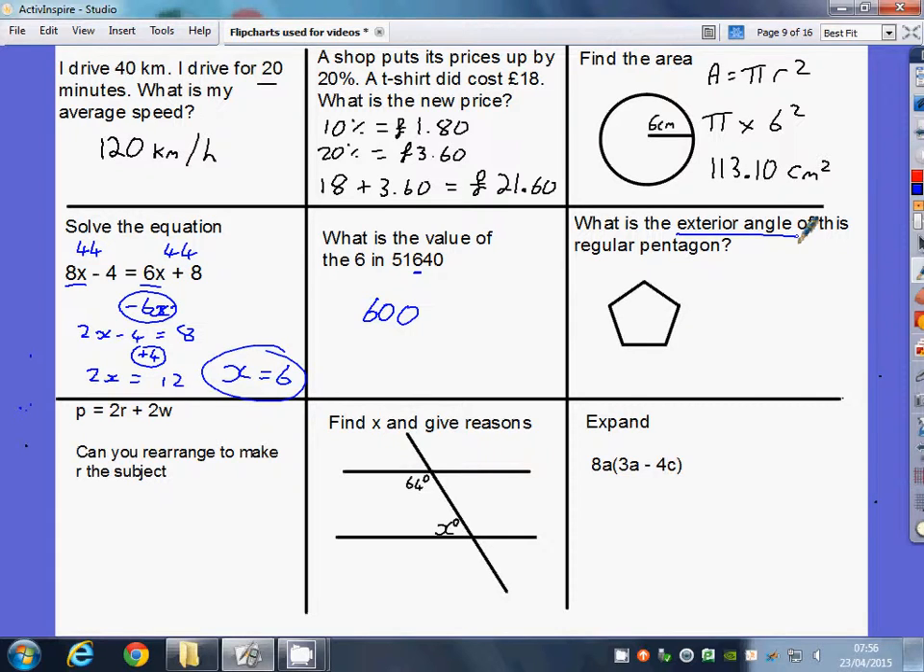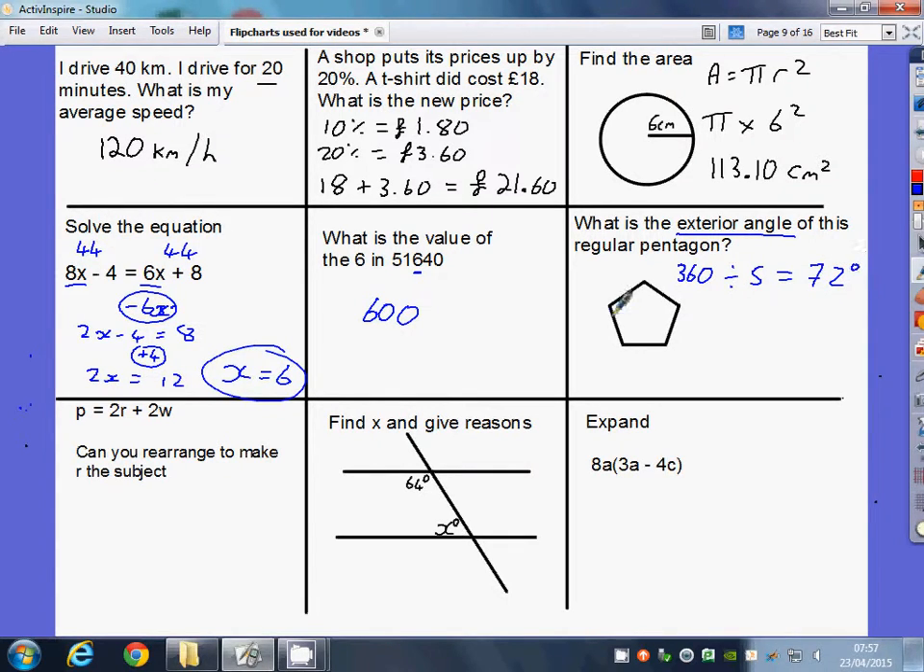Keyword, exterior angle. So we're finding the exterior angle. Now, one way is to do 360 divided by the number of sides. That will always tell you the exterior angle. So 360 divided by the number of sides does give you the exterior angle. 360 divided by 5 gives us an answer of 72 degrees.